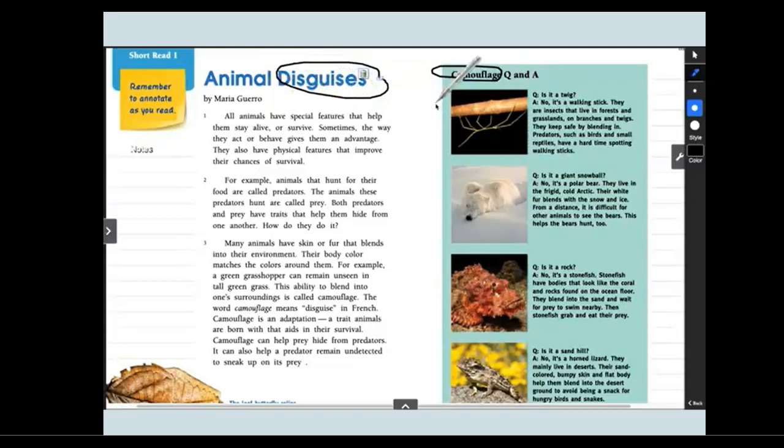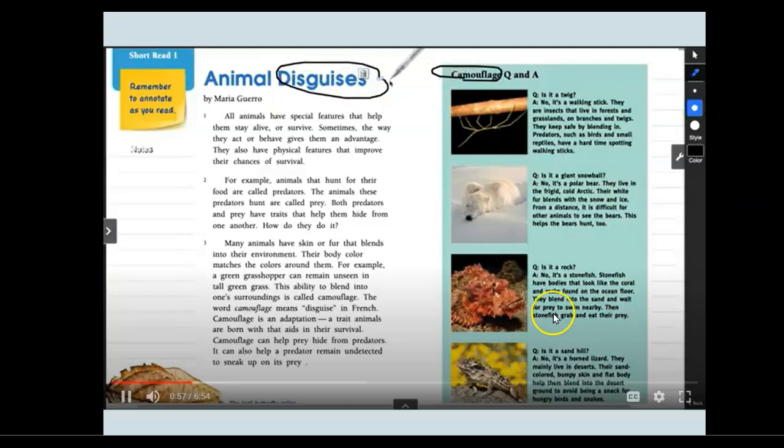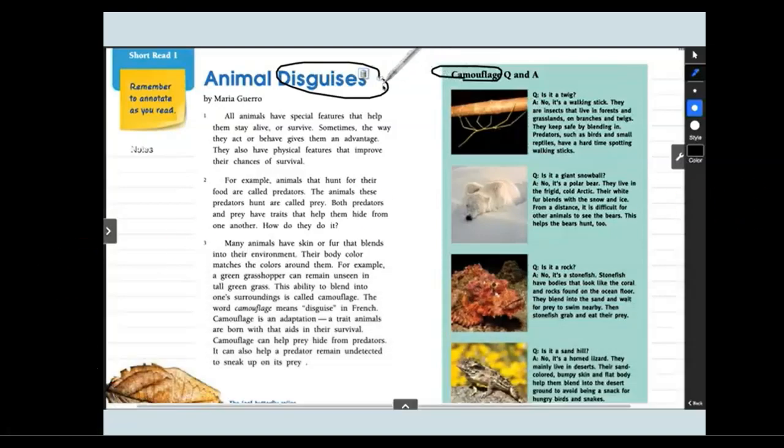This article must be about ways animals hide or disguise themselves. There's more than one kind of animal pictured, so this text must be about different animals' disguises, instead of just focusing on one animal. The Q&A heading here means that some of the information will be presented in a question and answer format.